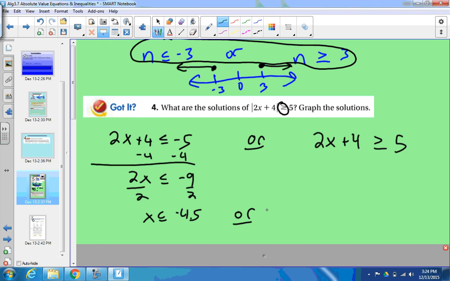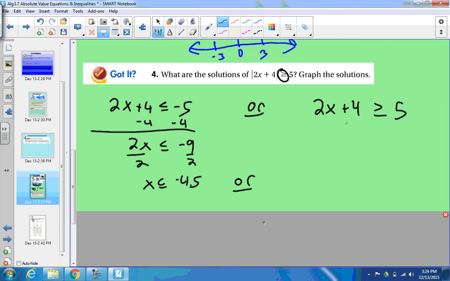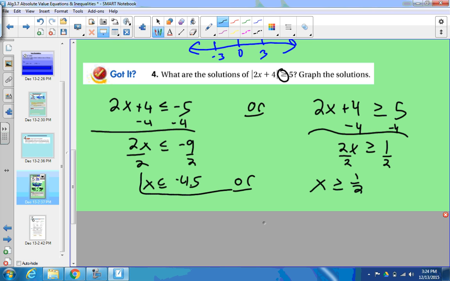Or, since we're dealing with a positive here, it's 5 minus 4, which is going to be 1. x is greater than or equal to 1/2, or 0.5. So there's our inequality.